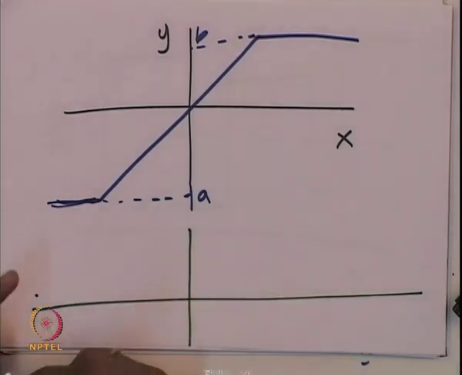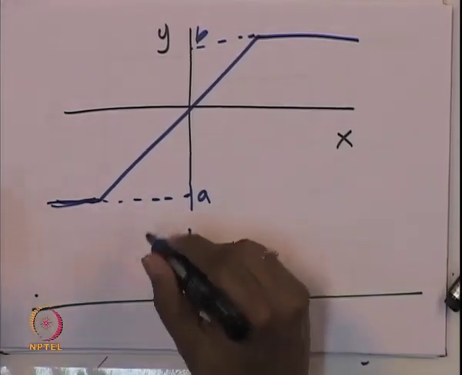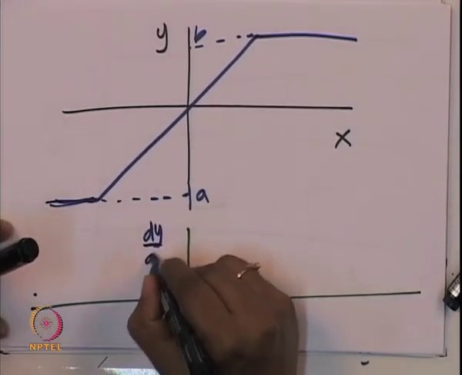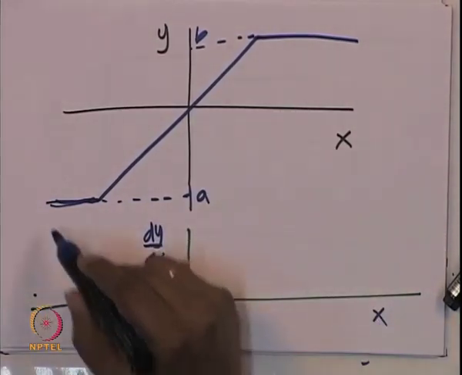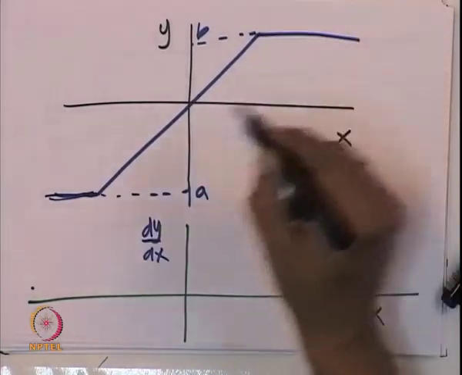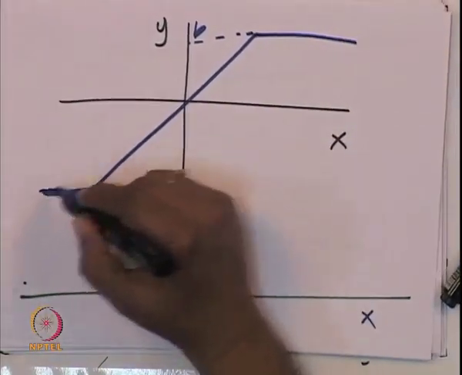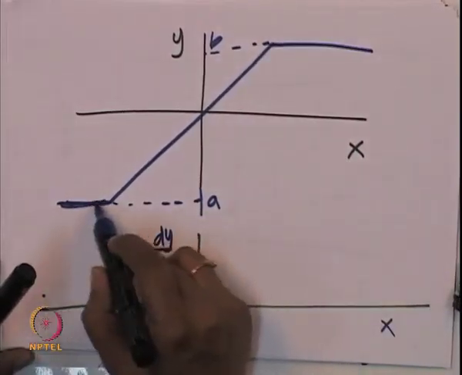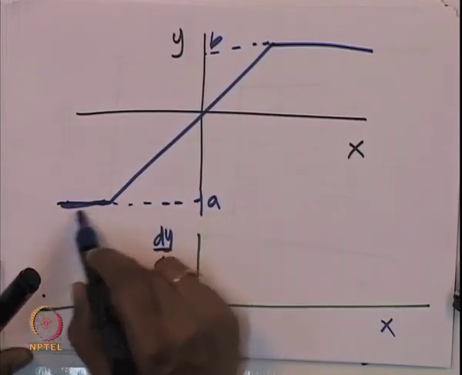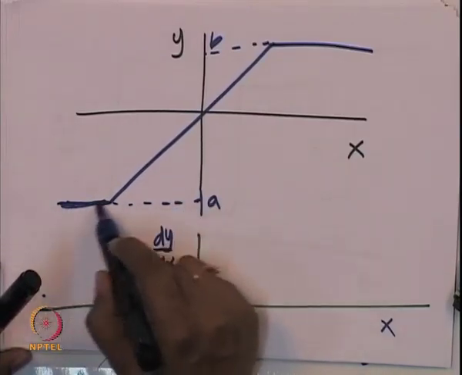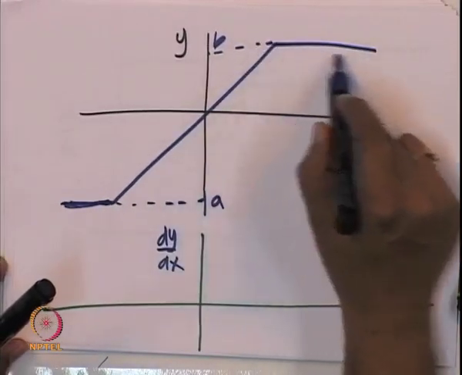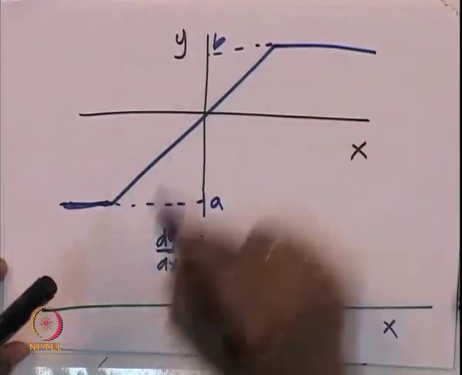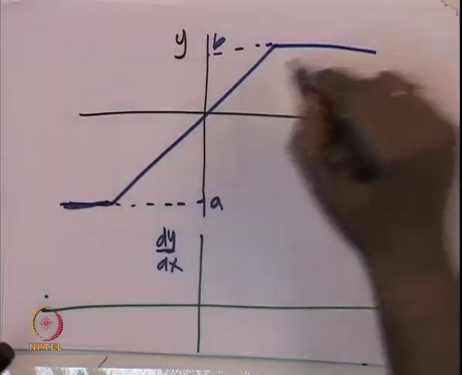So we have to draw dy by dx versus x. You can see this curve has three parts. In the first part, it's a constant line, y is equal to a. Here is also a constant, y is equal to b, and in between is a straight line. So it's three functions.